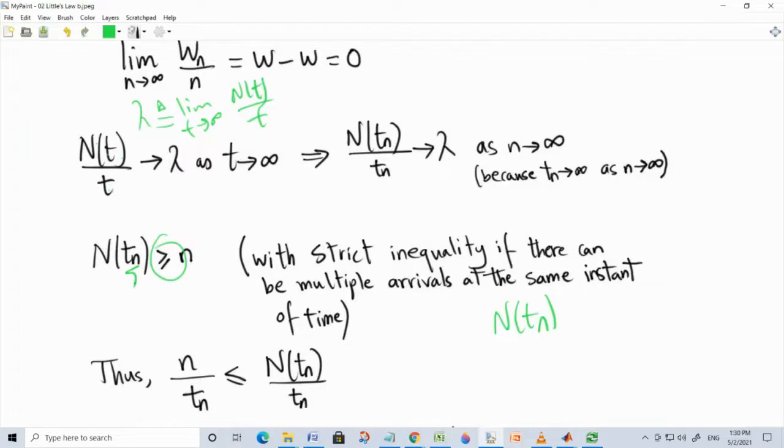So the idea of using the inequality rather than using N(Tn) equal to n. Basically, if I asked you, perhaps this is what you would say: N(Tn) is a counting of the number of arrivals up to the time of arrival of the nth customer, so N(Tn) is n.